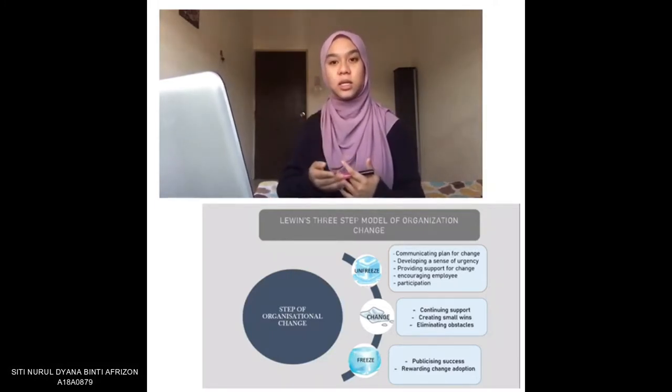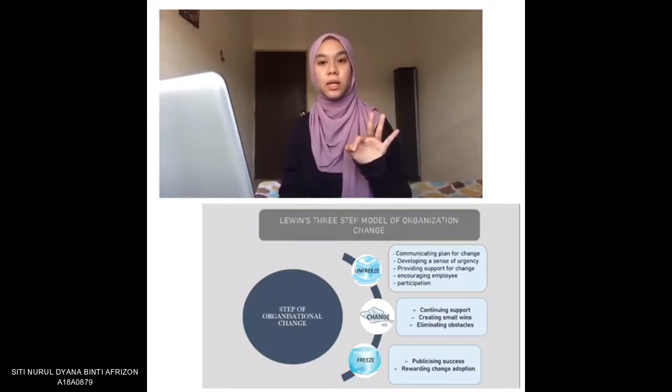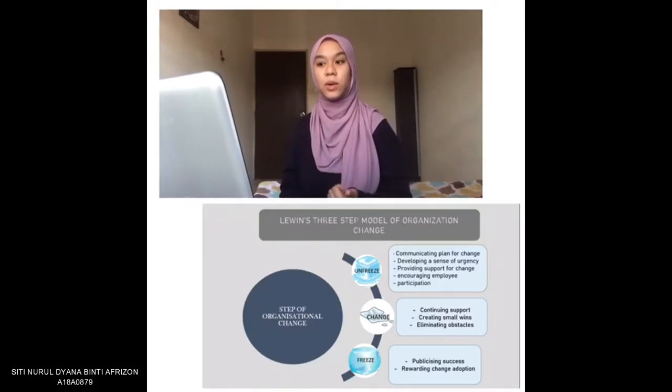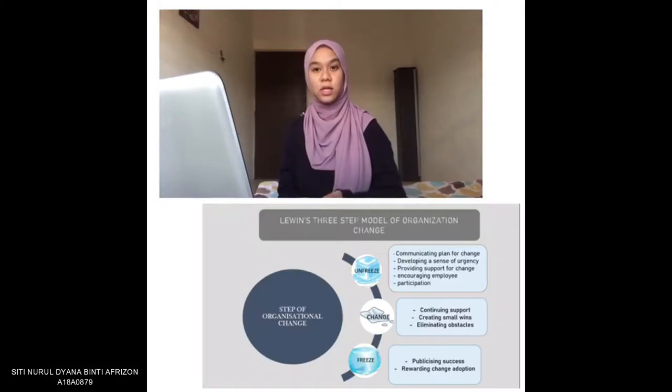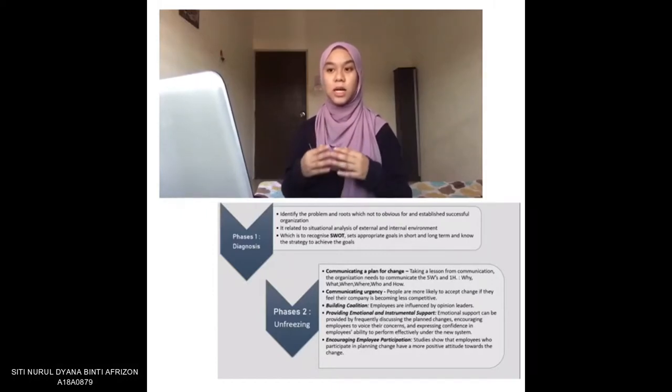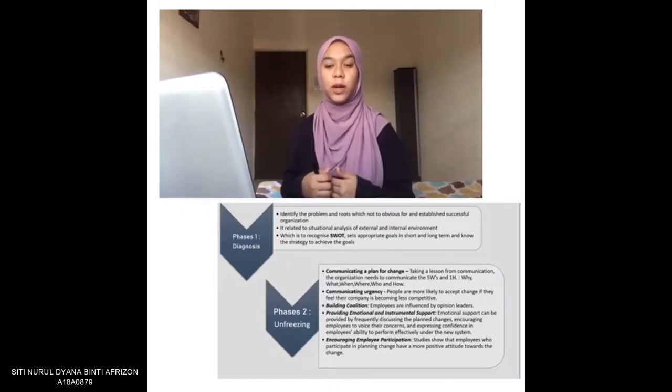To explain about the Lewin three-step model of organizational change, basically these are changes that managers out there use for their organization. So there are three steps in this model, which is the first one is unfreeze, the second one is change, and the last one is refreeze. So now I am going to explain about the phases in the Lewin model, which is the first one is diagnosis, the first phase.